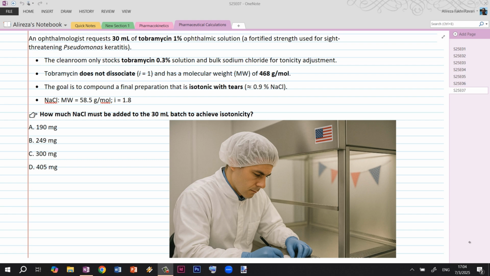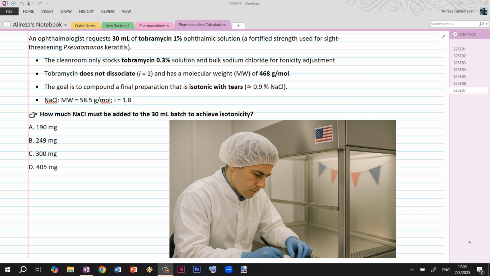Tobramycin does not dissociate, so its dissociation constant I equals 1 and has a molecular weight of 468 gram per mole. The goal is to compound a final preparation that is isotonic with tears, so normal saline, 0.9% sodium chloride. Other givens are the molecular weight of sodium chloride is 58.5 gram per mole, and its dissociation constant is 1.8.